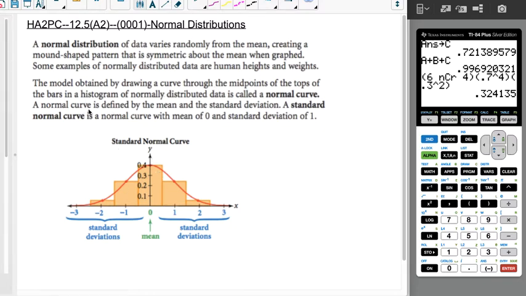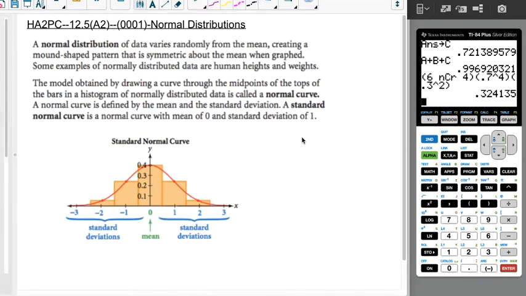Common examples of normally distributed data are humans' heights and weights. The model is obtained by drawing a curve through the midpoints of the histogram bar graph. If you draw this curve, that's called a normal curve, and that's pretty standard when we talk about a lot of data. You'll hear normal curve a lot. A normal curve is defined by the mean and a standard deviation.